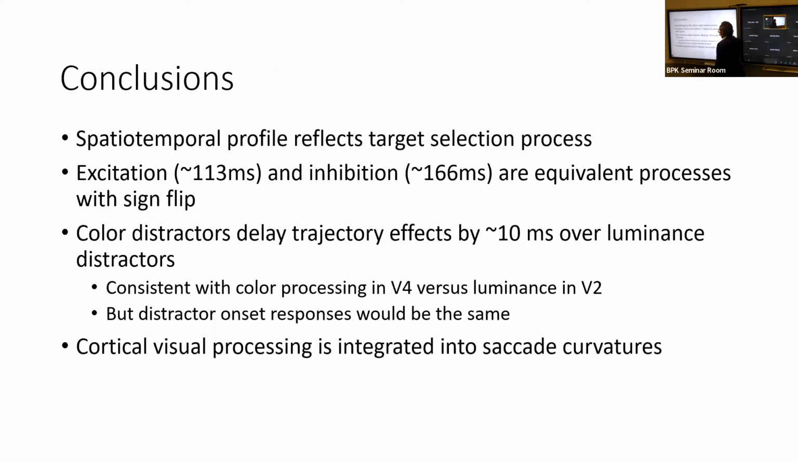So to start off, we can use the spatiotemporal profile or chronometric modeling to show target selection. We get excitation and inhibition, but they're equivalent processes with a sign flip, and the color distractors delay the trajectory effects by 10 milliseconds, consistent with V4 over V2, even though a generic onset response would be the same.